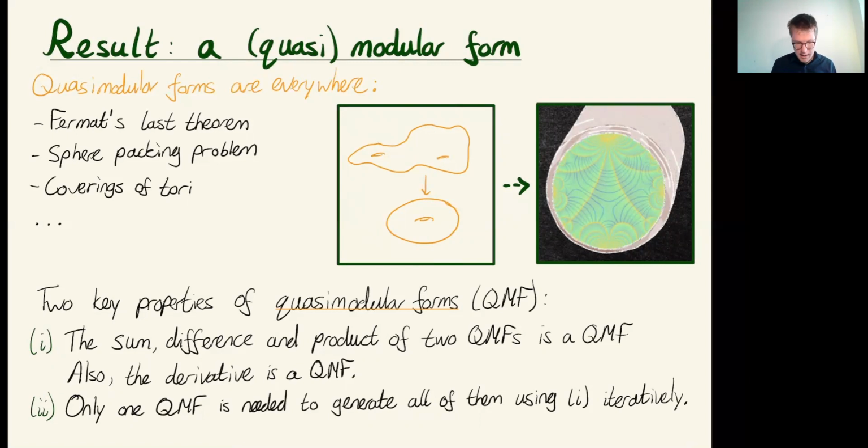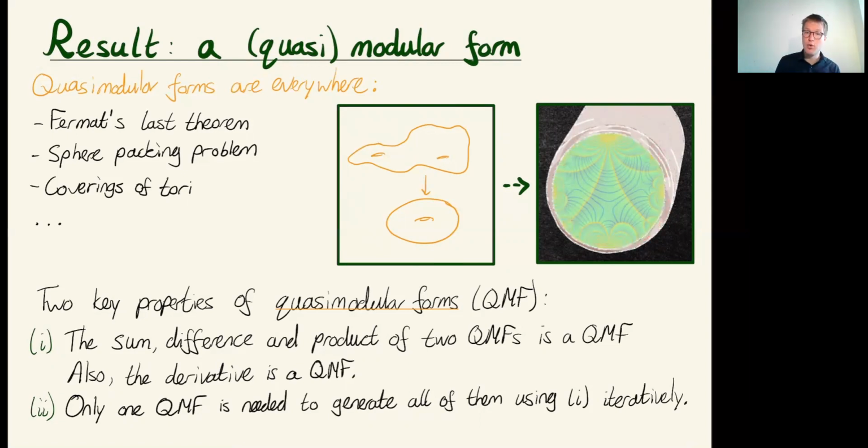And then the second one is that, in fact, you can start with only one quasi-modular form to generate all of them using these procedures, by taking sums, differences, and products. By iteratively doing that, and also importantly, you have to take derivatives. If you do all these things, then you, in fact, need only one quasi-modular form. And this one quasi-modular form is the one I already showed you, the one with the divisor sums as coefficients.